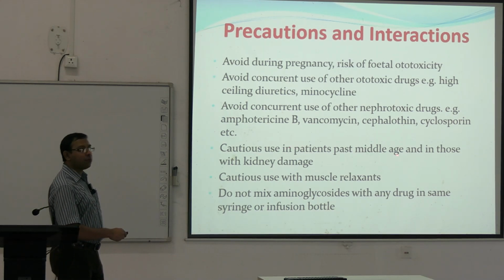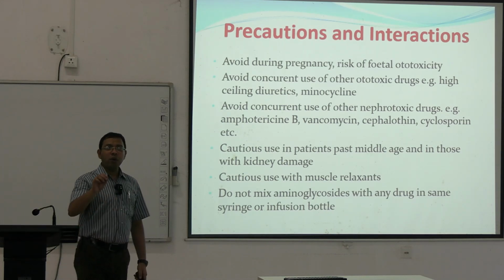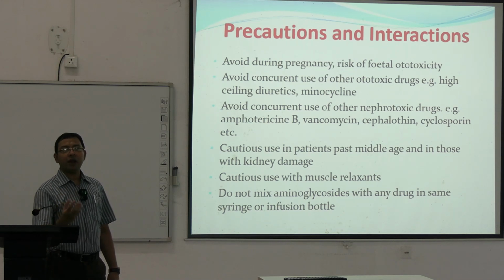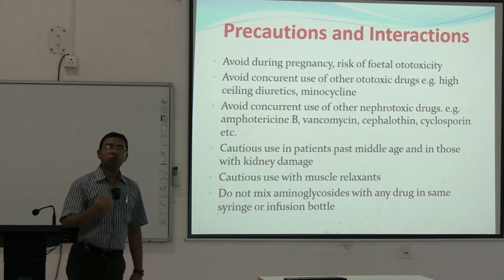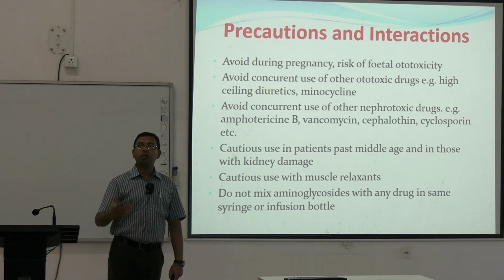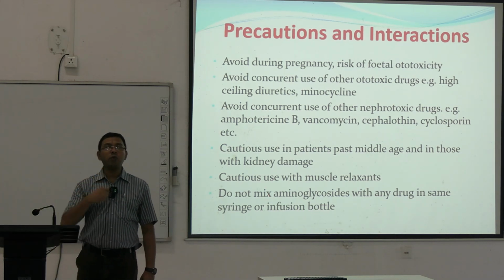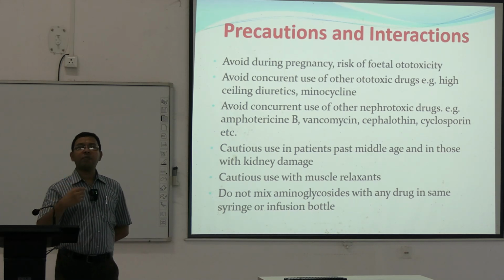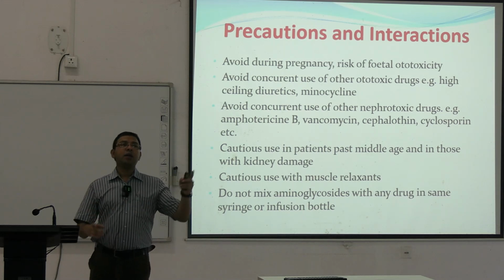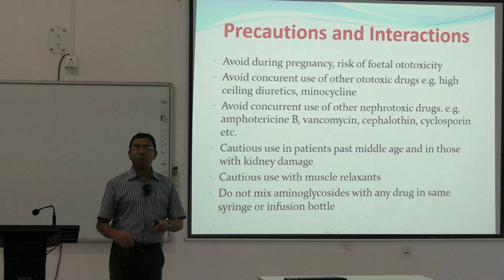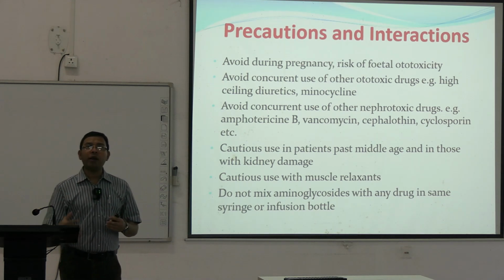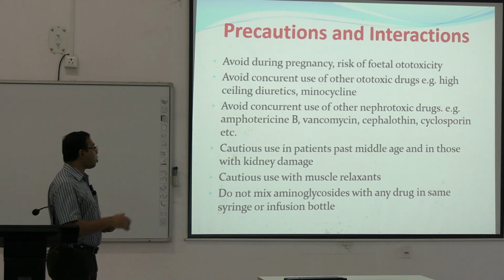Use cautiously in patients past middle age and those with kidney damage. When we are using an aminoglycoside, first we have to check the glomerular filtration rate and the creatinine level of the patient. If the GFR is low, the aminoglycoside should be avoided. Use cautiously with muscle relaxants. Muscle relaxants may be needed for short operations, for example, tracheostomy or laryngoscopy. Aminoglycosides can also cause neuromuscular blockade. So if these two are combined, there may be severe neuromuscular blockade and respiratory arrest can happen. So we should be cautious about this.